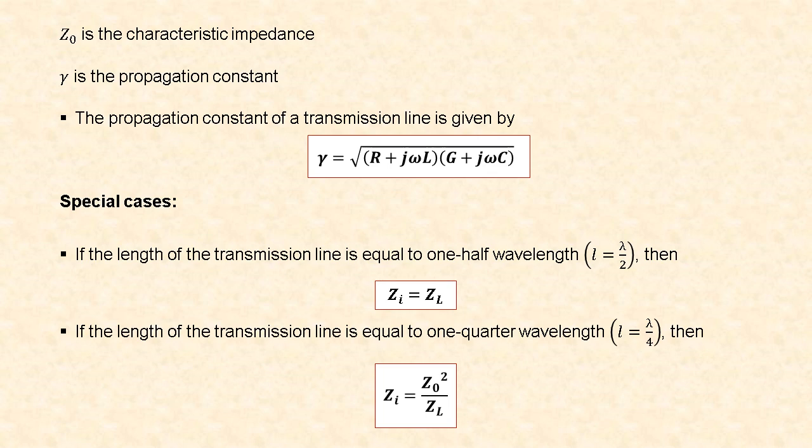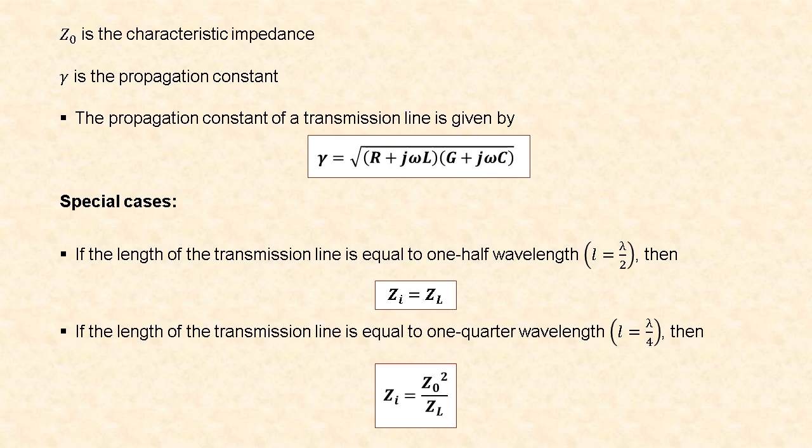The propagation constant of the line is given by the formula γ = square root of (R + jωL)(G + jωC). Let us consider the special cases in case of input impedance.